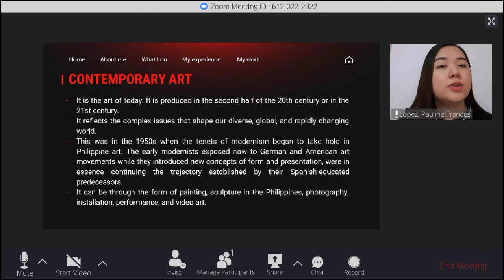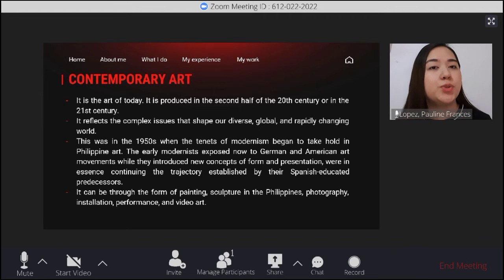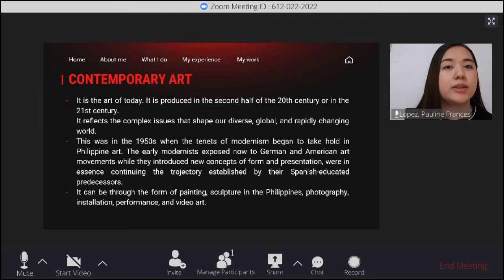Moving on, to answer the question, how did contemporary art start in the Philippines? This was in the 1950s when the tenets of modernism began to take hold in Philippine art. The early modernists were exposed to German and American art movements, and while they introduced new concepts of form and presentation, they were in essence continuing the trajectory established by their Spanish-educated predecessors.